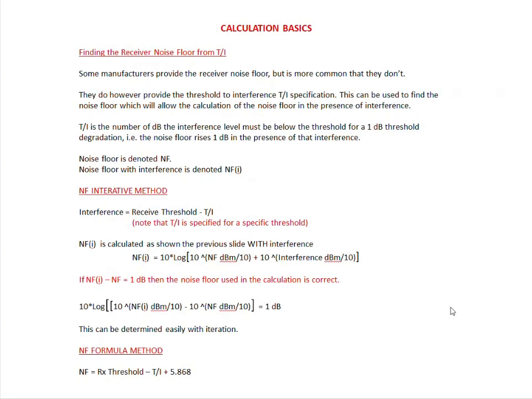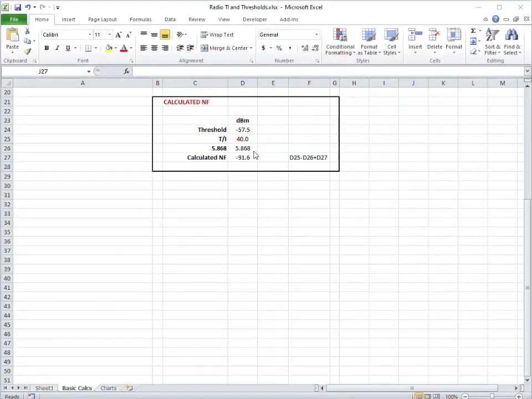Okay, so going back here at the very bottom of this slide, I show you the formula method, which you probably use because it's simpler. But as I say, now that you've understood this, you'll have a good understanding of what's going on. So the formula basically says the noise floor is the received threshold minus the T to I plus an offset of 5.868. Let me show you that in the spreadsheet. Okay, so here I have a simple spreadsheet calculation. The threshold is here, T to I is here, this offset that I talked about is here, and this is the calculation, which gives me exactly the same result I got through my iteration method.